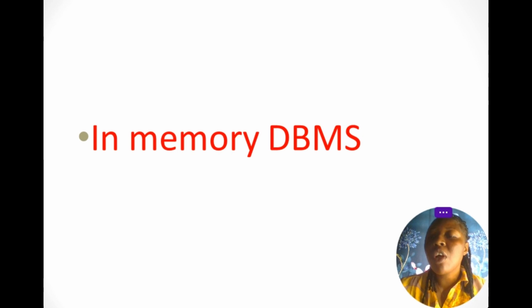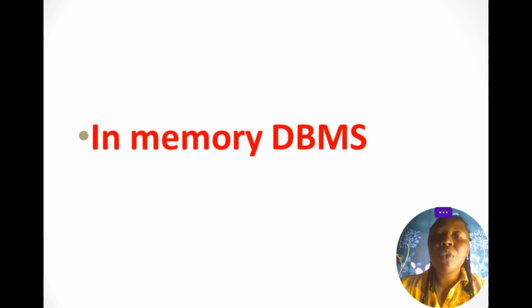What does it do? It stores data in main memory, which is called the RAM, for extremely fast data retrieval and processing, which is also suitable for application requiring real-time access to data. This is the function of in-memory database management system. There are also uses of this in-memory database management system, which is it is useful for application with high-speed data processing requirements, such as real-time analytics, caching, and gaming.